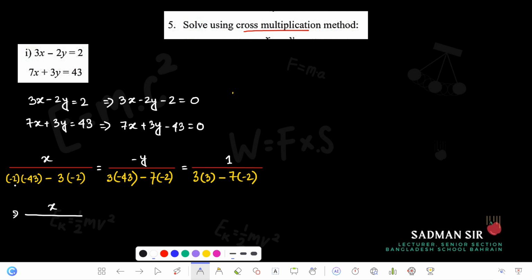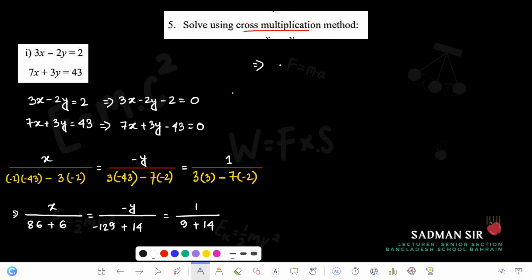X divided by minus minus, it will be plus, so 2 into 43, it is 86. Then minus minus, again it will be plus, and 3 into 6. Minus y divided by 3 into 43, 3 3s are 9, 3 4s are 12, and plus, minus minus, it will be plus, and 7 2s are 14, equal to 1 divided by 3 3s are 9, minus minus, plus, 7 2s are 14.